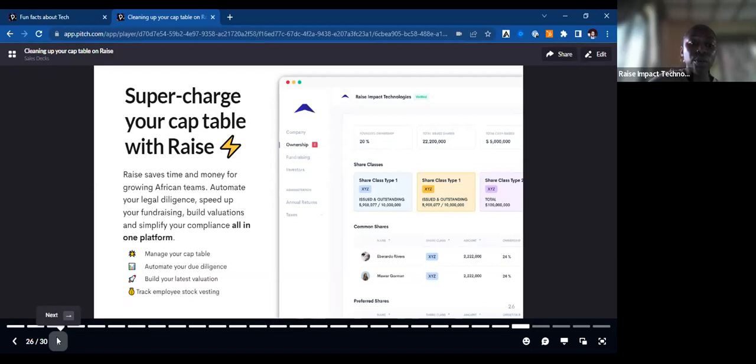In addition to that, you'll also be able to automate your due diligence, meaning the platform will provide you with an automated legal diligence that will make it possible for you to become investment ready, basically preparing you for negotiations with investors. Also, you'll be able to generate valuation reports for your company. So this is also making reference to the previous question that was asked about valuations. If you want to know the value of your company, you can get a data-driven report directly from the Raise platform. And lastly, you'll also be able to track employee stock vesting. So let's move to the next slide.